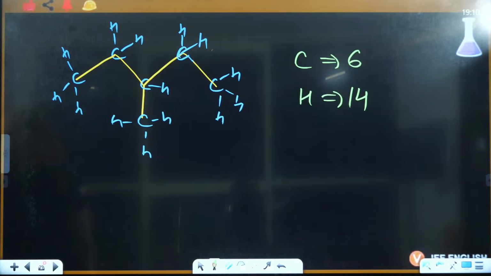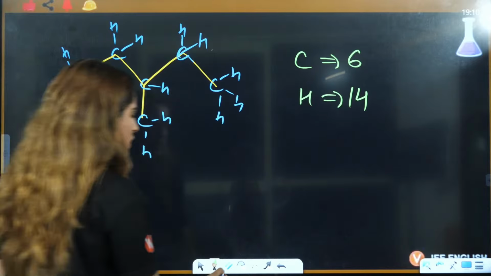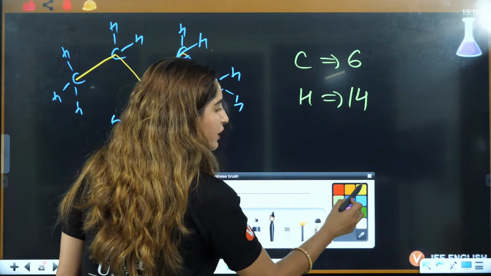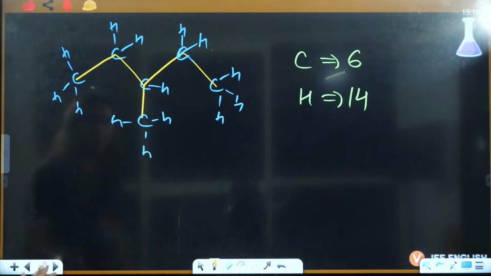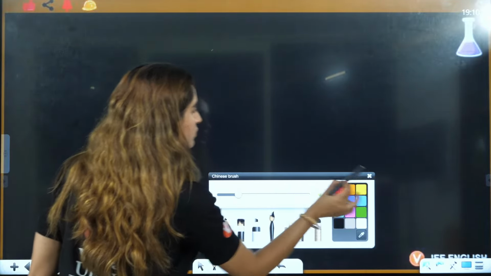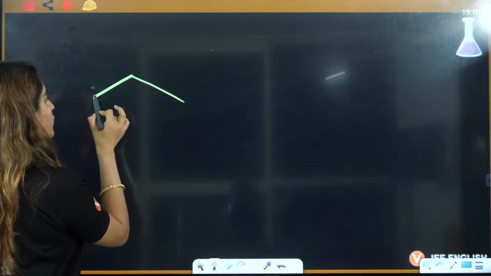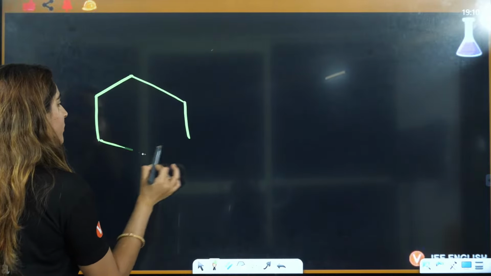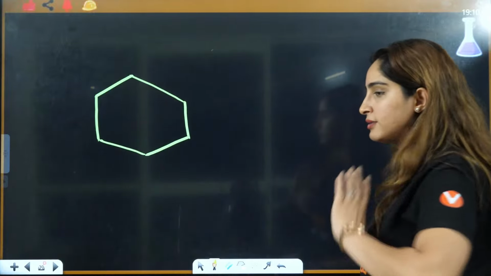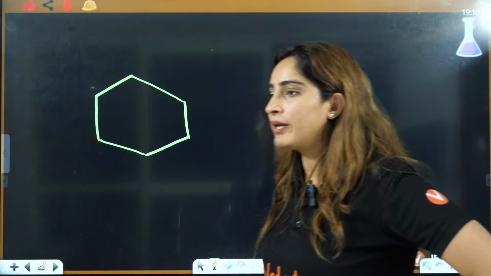Okay, everybody? How long is the session? I think we have only 15 minutes more at the max. Now, if I draw a structure like this with you, can you tell me how many carbons are there? How many carbons are there in this kind of structure, everybody?